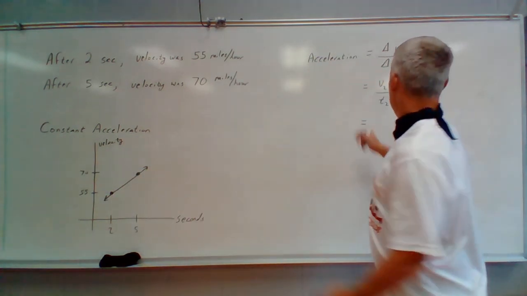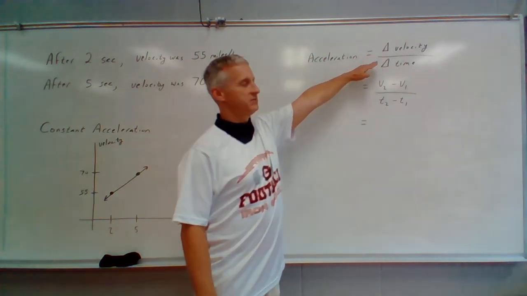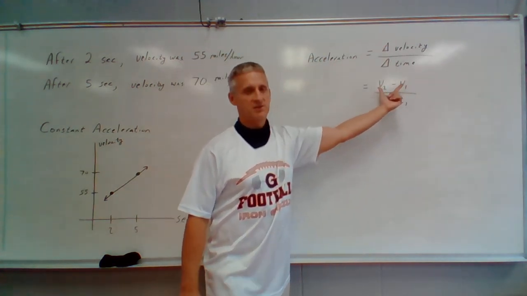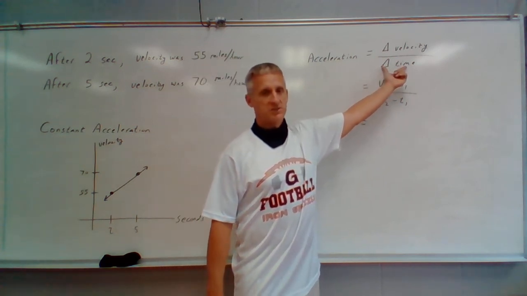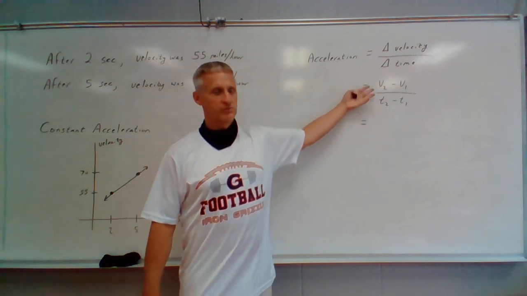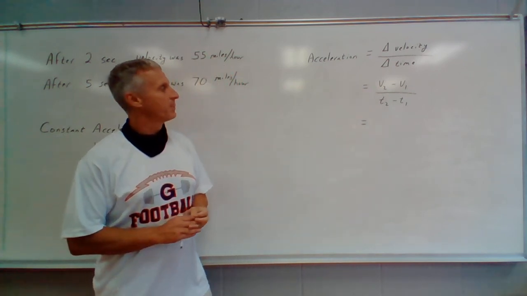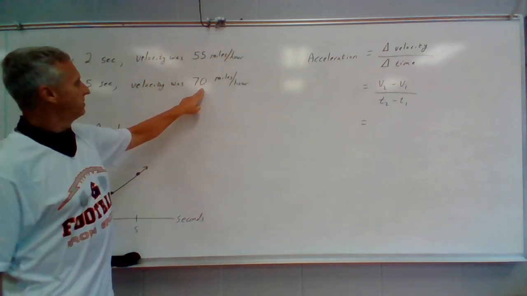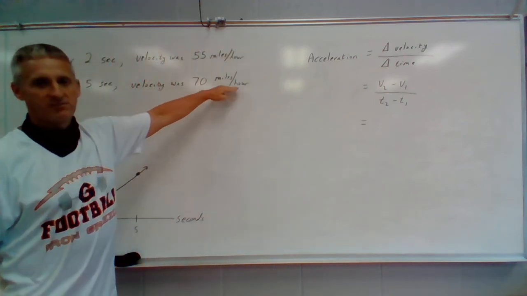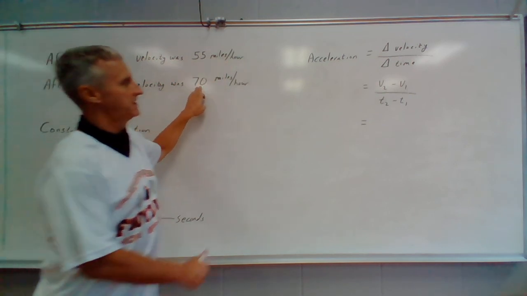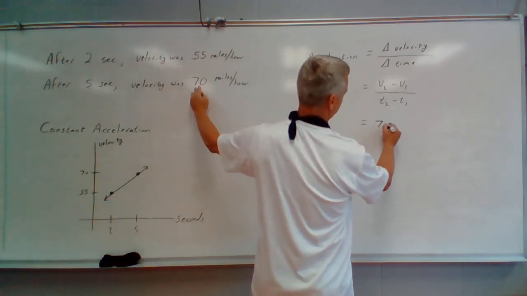So if acceleration is the change in velocity over the change in time, to get the change in velocity, we need to subtract the 2 velocities. To get the change in time, we need to subtract the 2 times. So notice all we're really doing here is finding the slope. All right, so velocity 2 minus velocity 1. Let's say that the bottom one is number 2 and the top one up here is number 1. So that'll be 70 minus 55.